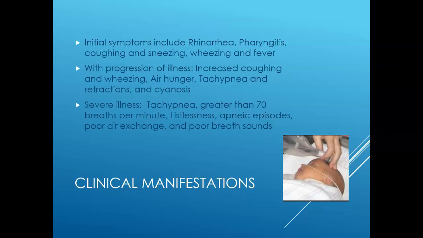What are some of the initial symptoms? It includes rhinorrhea, which is a runny nose, pharyngitis, coughing, sneezing, wheezing, and they will typically present with a fever. As the illness progresses, you'll see increased coughing and wheezing, air hunger, tachypnea, retractions, and eventually cyanosis. In severe illness, they'll have a tachypnea greater than 70 breaths per minute. You'll start to see them listless, and they will have apneic episodes. Obviously, they're having poor air exchange and poor breath sounds. So they're quite serious at that point.